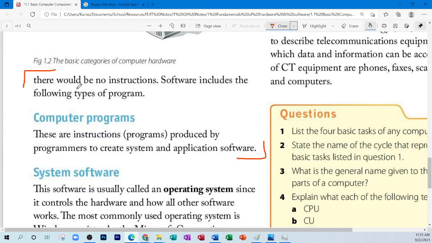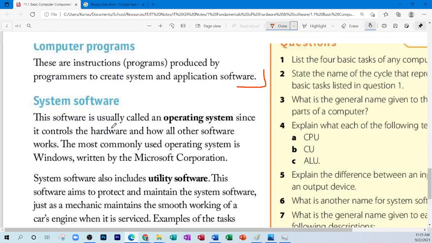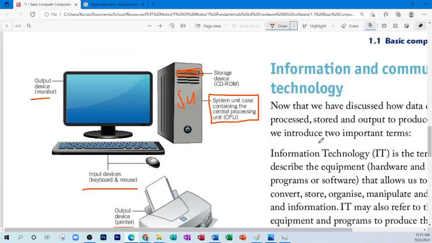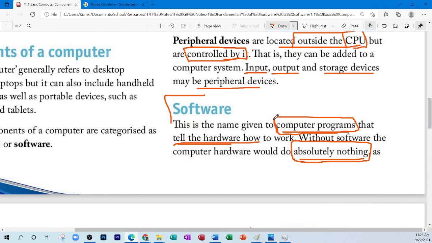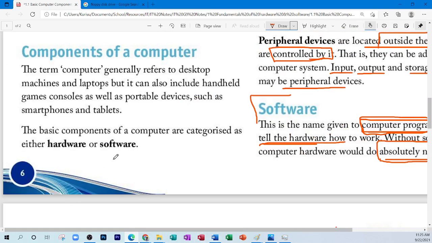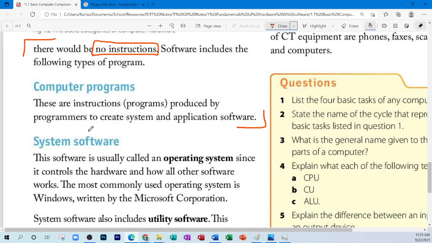Alright, so if there is no software, there are no instructions, because software is actually instructions telling the hardware how to work. So there are some types of software. Remember the term software refers to computer programs. Software is the name given to computer programs. When it comes to computer programs, there are two types: the system software and the application software.